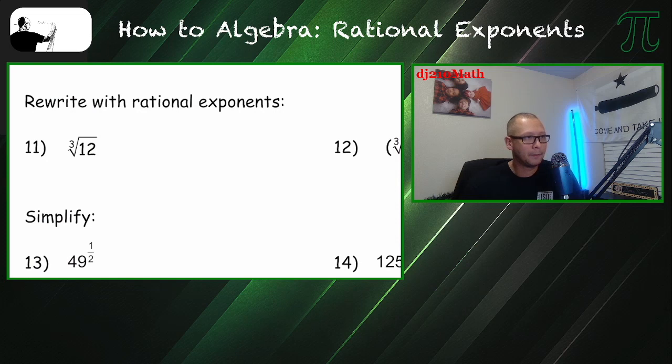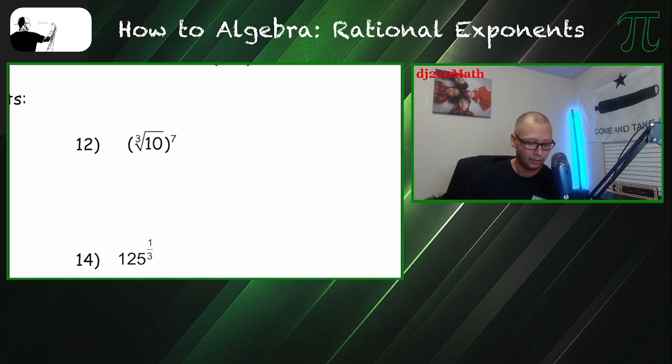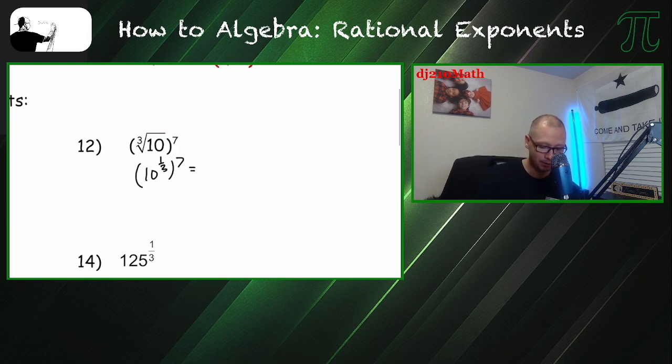Rewriting the rational exponent. So again, roots grow underground, so this would be 12 to the 1/3 power. That one's easy. Here, this is going to be 10 to the 1/3 power, raised to the 7th power, which means we multiply the exponents. So this is going to be 10 to the 7/3.